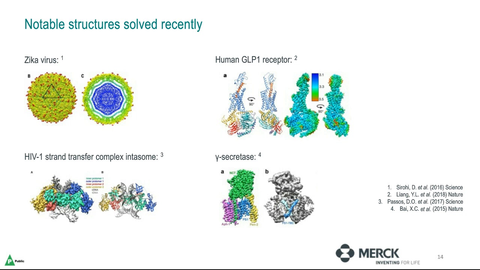This is what is called a GPCR, a G protein coupled receptor. This type of protein is a member of a specific family of membrane proteins that are targets of 30% of the drugs in the market.